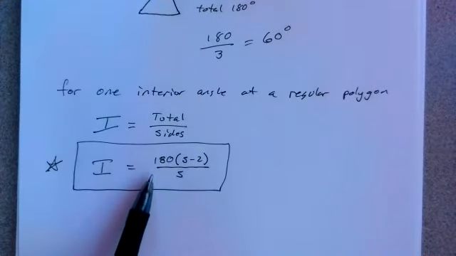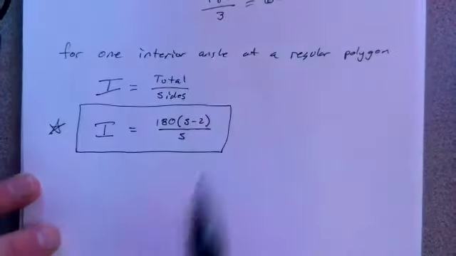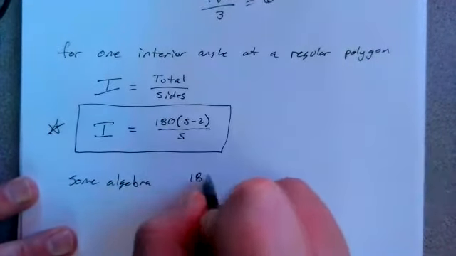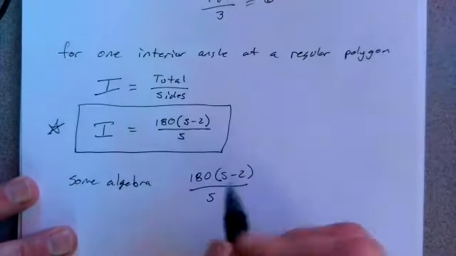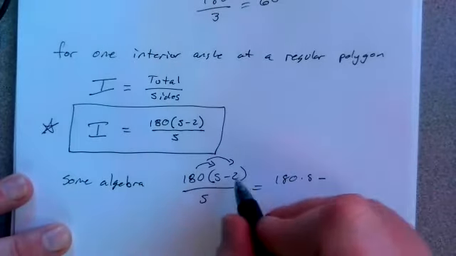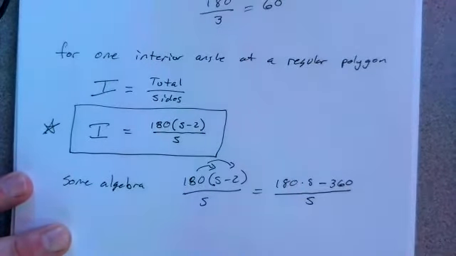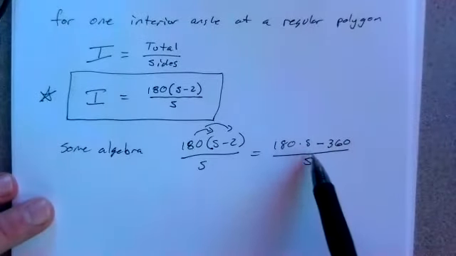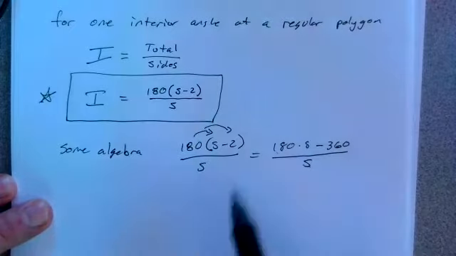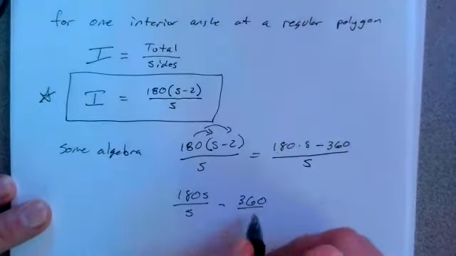Now, here's something pretty interesting. If I do a little bit of algebra here, let's take that formula, 180 times S minus 2 divided by S. If I distribute 180 here, I would get 180 times S minus 2 times 180 is 360, right? All that divided by S. Now, here's something I can do. Since I have a binomial, two terms divided by one term, I can take each individual term and divide it by S. So this whole thing then becomes 180S divided by S minus 360 divided by S.